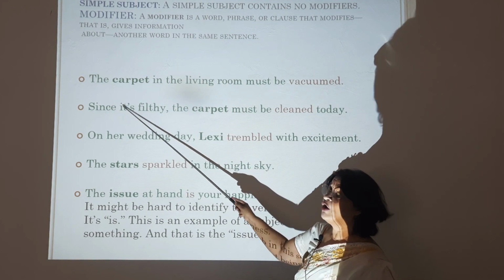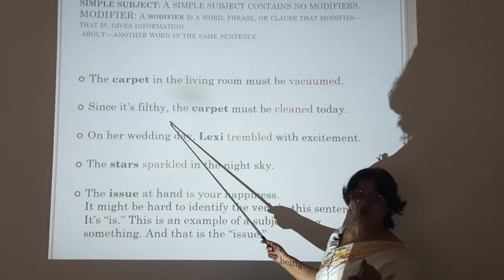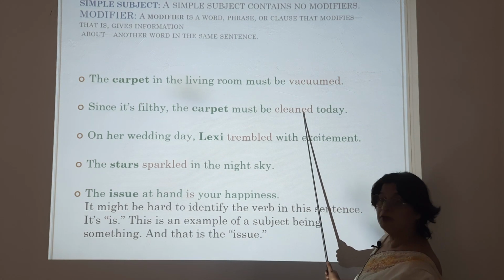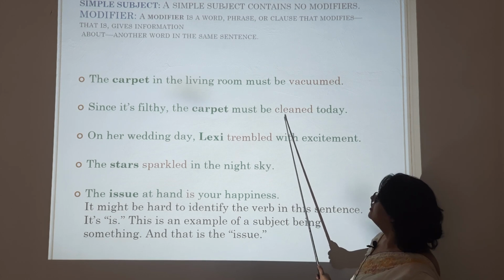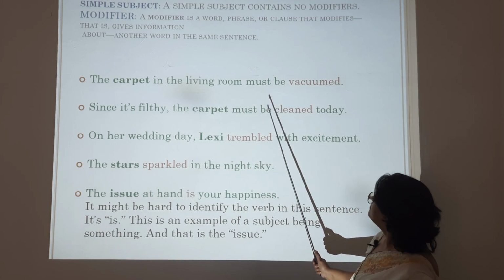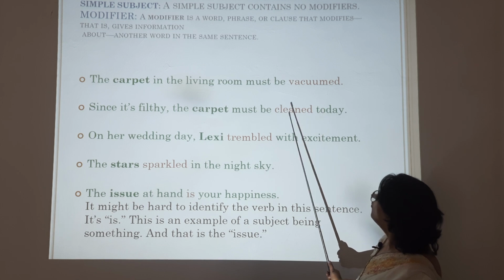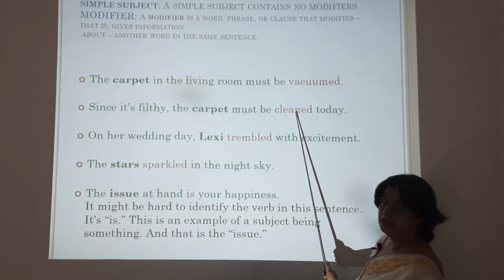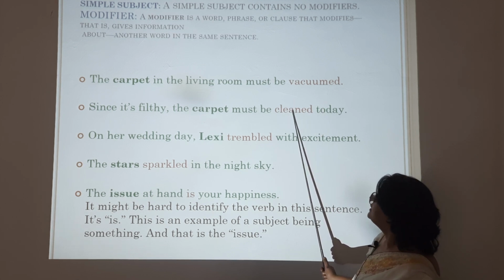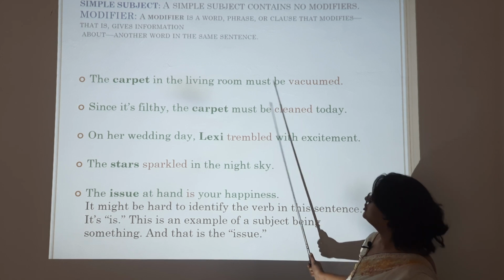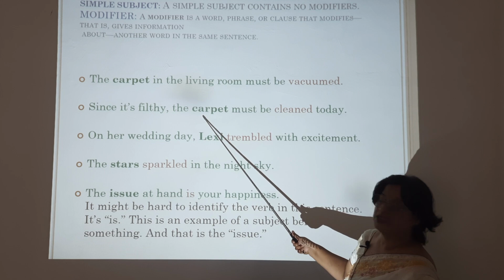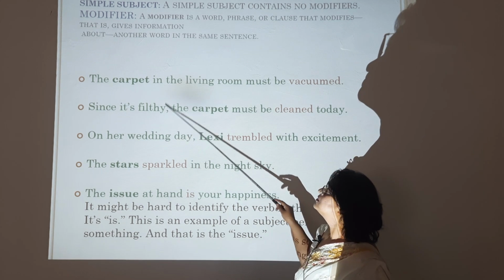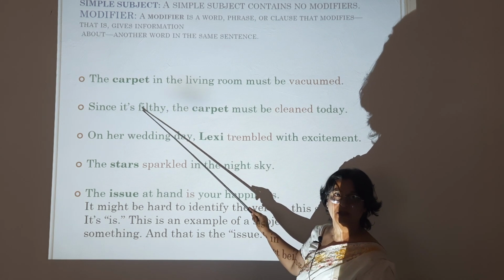How will you find a subject? You will find the verb first, the action word first. Since it's filthy, the carpet must be cleaned today. What must be cleaned? Cleaned is the verb. What must be cleaned? It will answer the question: the carpet. So the carpet is the subject here, not this. This is just a simple phrase.